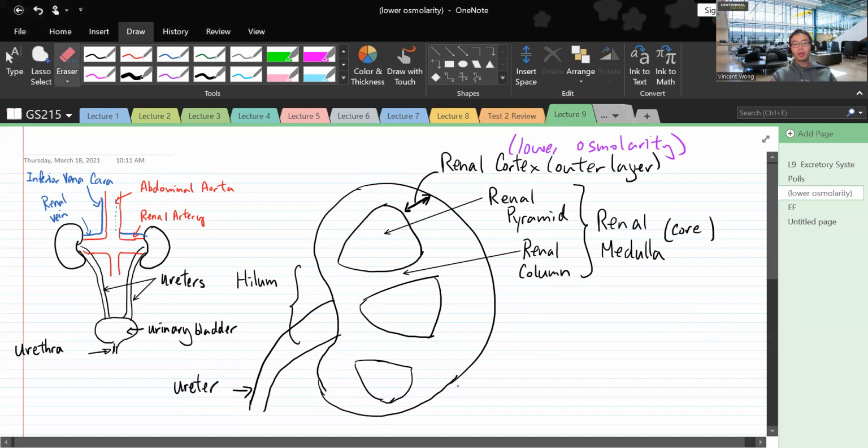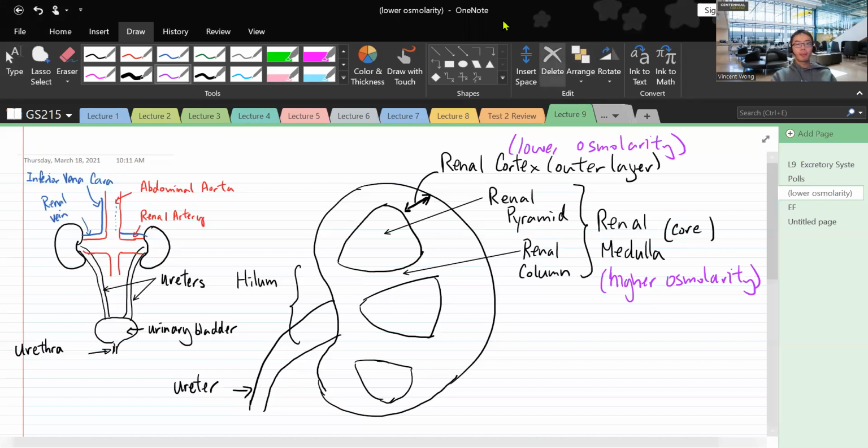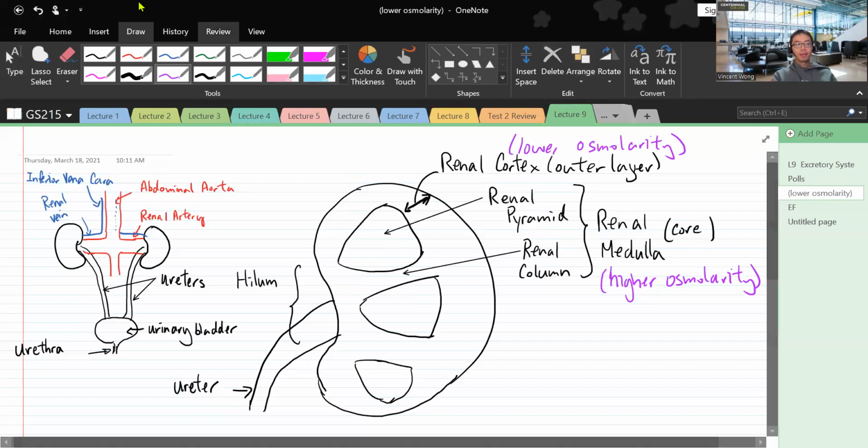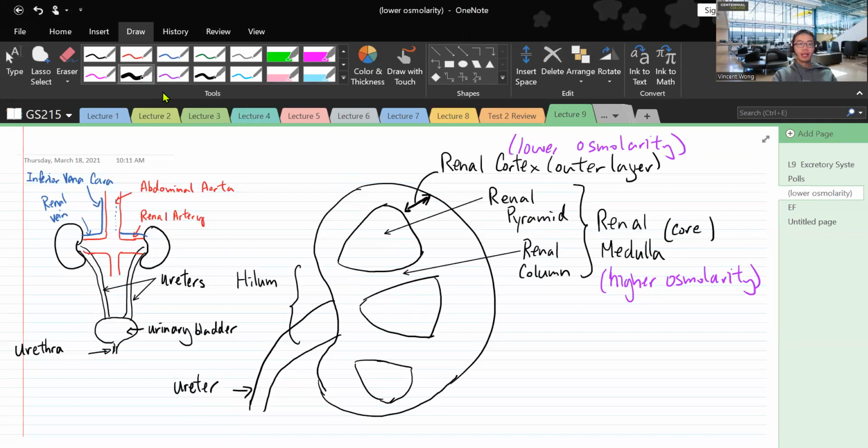So the outer part is going to be less salty, lower osmolarity compared to the renal medulla. That would have higher osmolarity. Okay. And I'll tell you later why this is important in terms of how the kidney functions. All right, what else do we have?